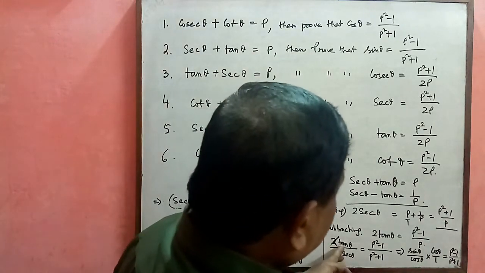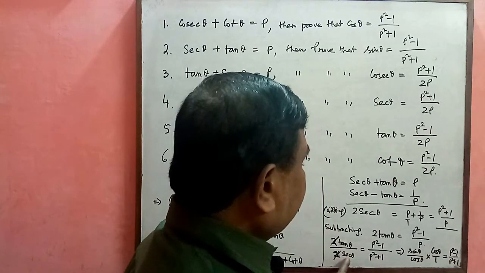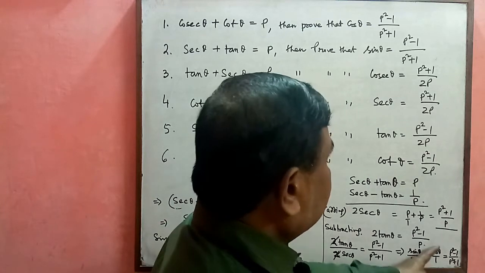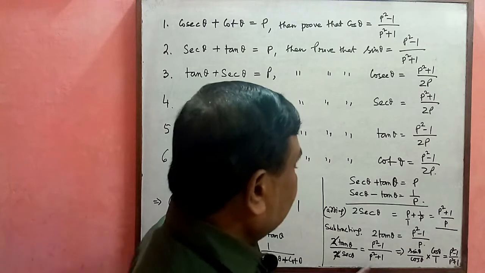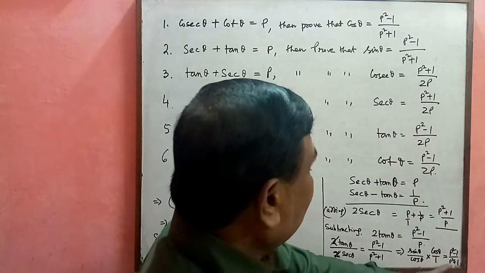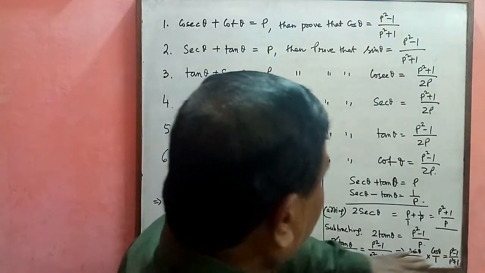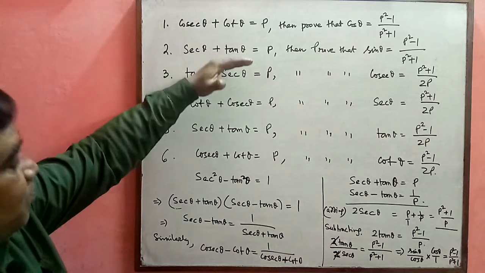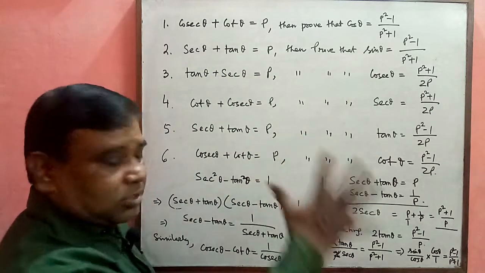Now tan theta means sin theta upon cos theta, divided by sec theta, 1 upon cos theta, so into cos theta upon 1. Cos cancels, sin theta proved. Sin theta is equal to p square minus 1 upon p square plus 1. This way, you please proceed. And this is the fundamental procedure by which we can solve all these questions.